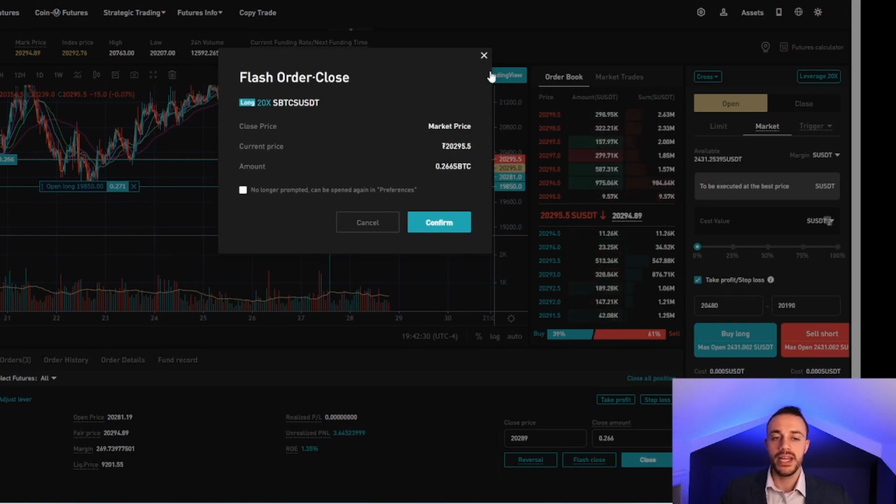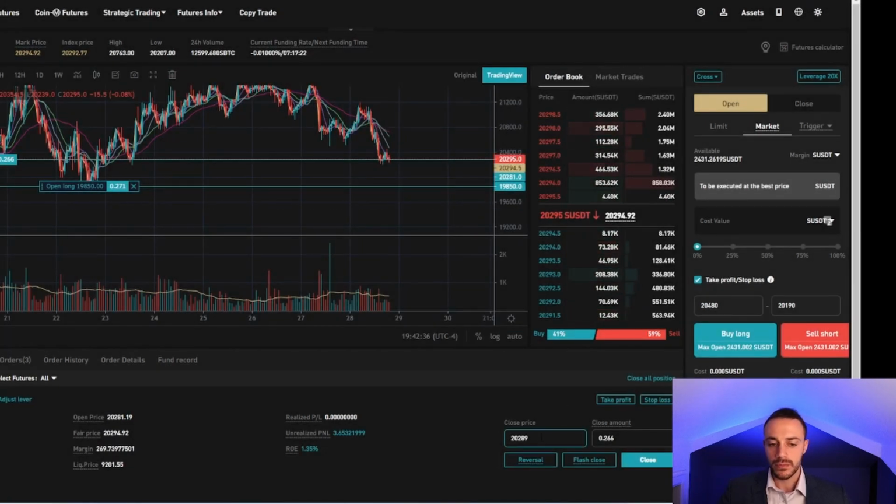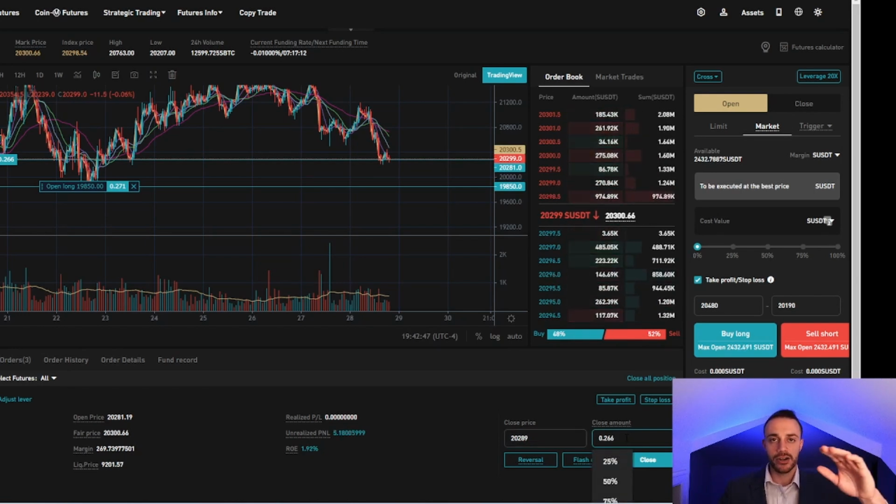So that's how you immediately get out of a position when you do open it, with a flash close like that, all right? Or you can put in a limit order like so by changing the close price, and then you can put in the amount as well. So let's say you wanted to put staggered take profit levels.